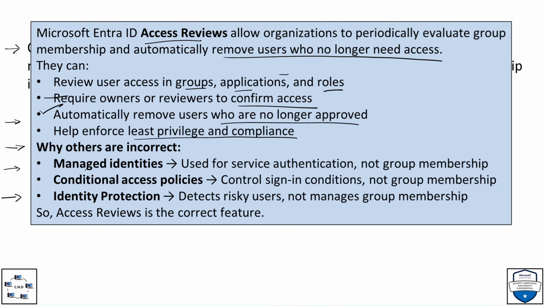So why the other options are incorrect? So managed identities are used for service authentication, not group membership. Conditional access policies control sign-in conditions, not group membership. And Identity Protection detects risky users, not manages group membership. So access review is the correct feature.